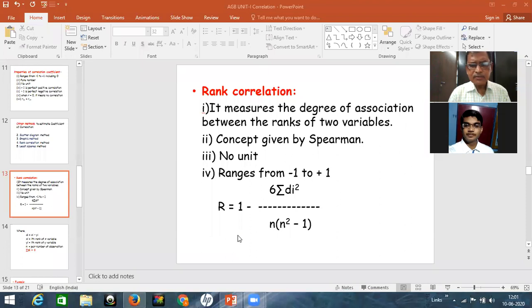This concept of rank correlation was given by Professor Spearman, and it is like the correlation. Since it is a correlation, it has no unit, and it ranges from -1 to +1. But the formula for rank correlation is different from the simple coefficient of correlation. It is 1 minus 6 into summation di square by n into n square minus 1, where di is the difference between the ranks of the two variables, and n is the number of pairs of observations.